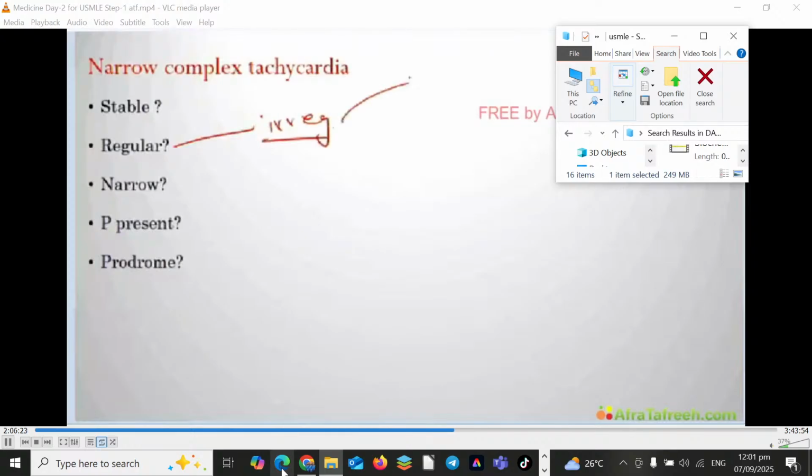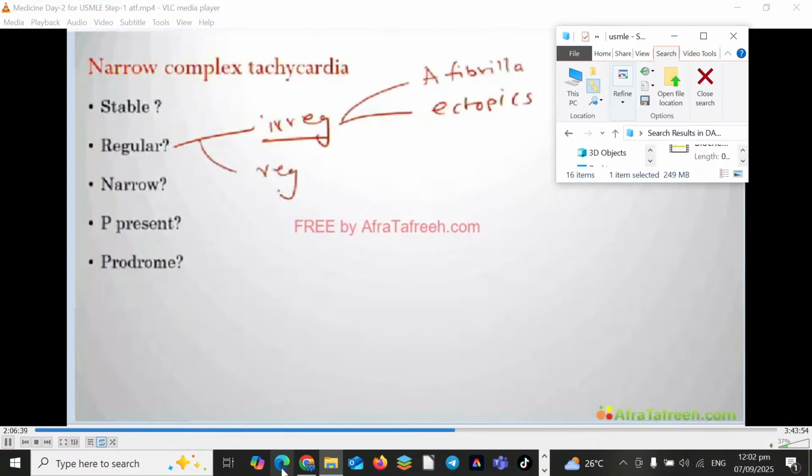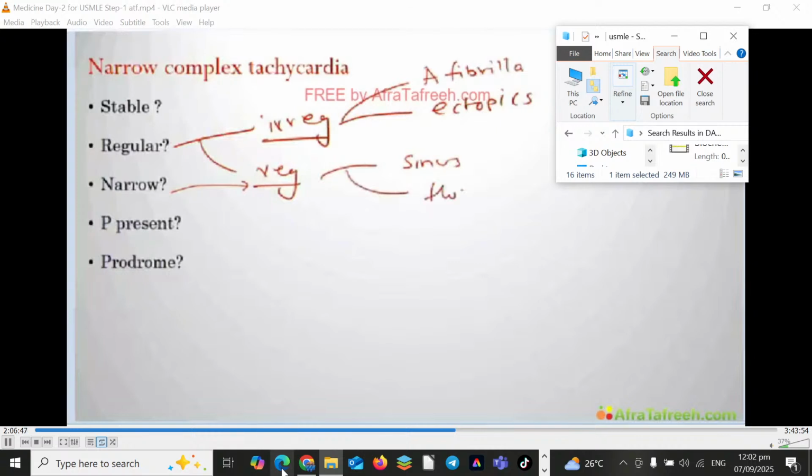can be atrial fibrillation, can be ectopics, can be multifocal atrial tachycardia, but that is not necessary. If regular, it can be sinus. If regular and narrow, it can be sinus, it can be flutter, and it can be PSVT.